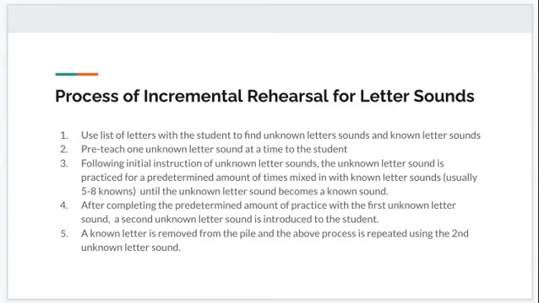Once you identify the student's unknown and known letter sounds, you would pre-teach the unknown letter sounds. After initial instruction of the unknown letter sounds, the unknown letter sound is practiced using flashcards for a predetermined amount of time mixed in with the known letter sounds, which would usually be around 5 to 8 knowns, until the unknown letter sound becomes a known sound. After completing the predetermined rounds of practice with the unknown letter sound, a second unknown letter is introduced to the student and taught to them. A previously known letter is removed from the pile of flashcards, and the above process is repeated using the second unknown letter sound.